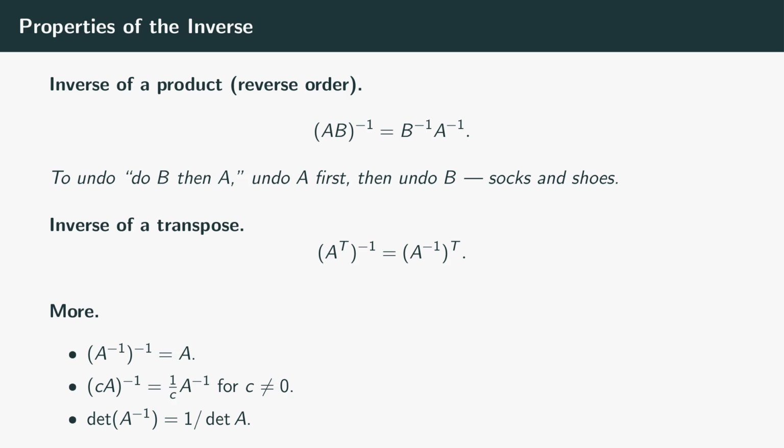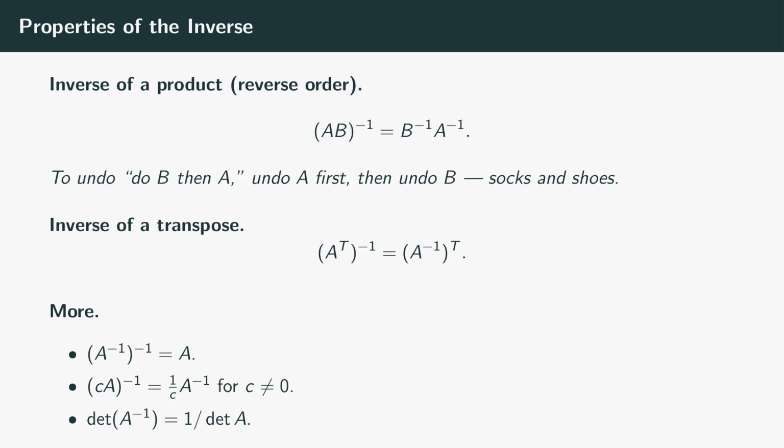Likewise, A times B does B then A. So to undo it you must undo A first and then undo B. Reversing the order is essential because matrix multiplication doesn't commute. Next, the inverse of A transpose equals the transpose of A inverse. Transposing and inverting can be done in either order.